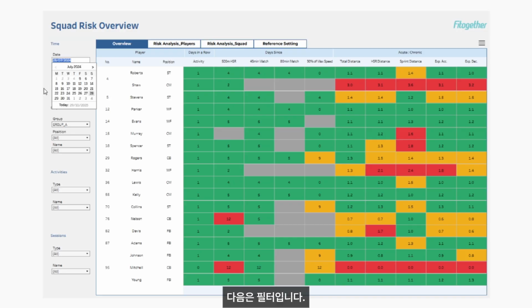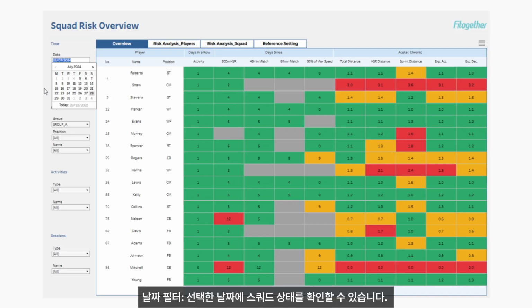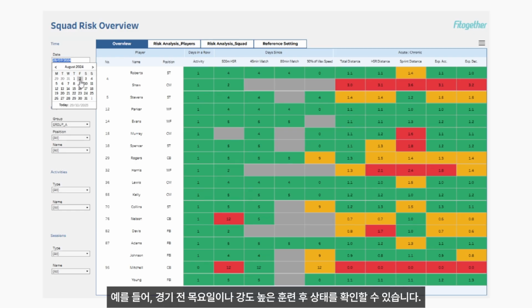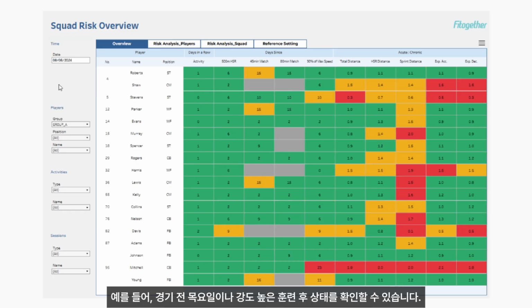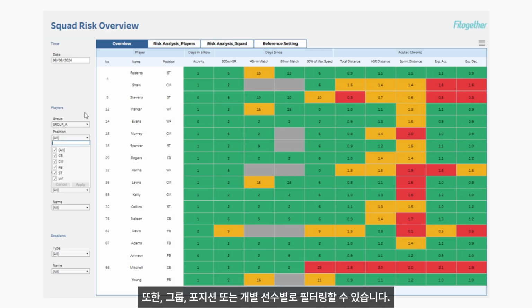Next to look at is the filters on the dashboard. The date filter is your main control, and this lets you easily check the status of your squad on any chosen day. For example, you might want to see where your players were physically on the Thursday before a game or after a heavy training block. You can also filter by group, position, or individual players.